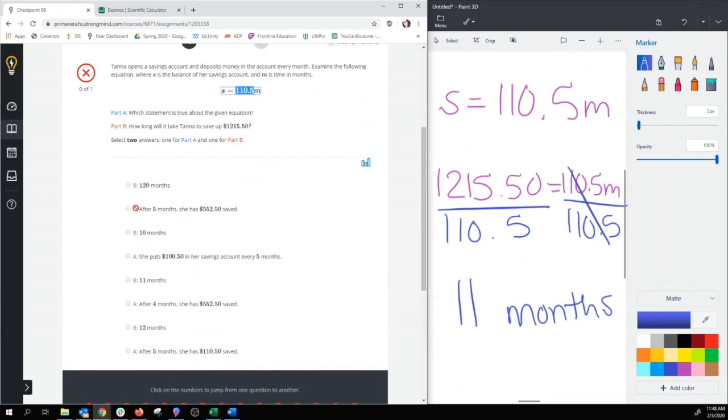Okay, but for this one, after 5 months, she saves $552.50, and then part B is going to be 11 months.